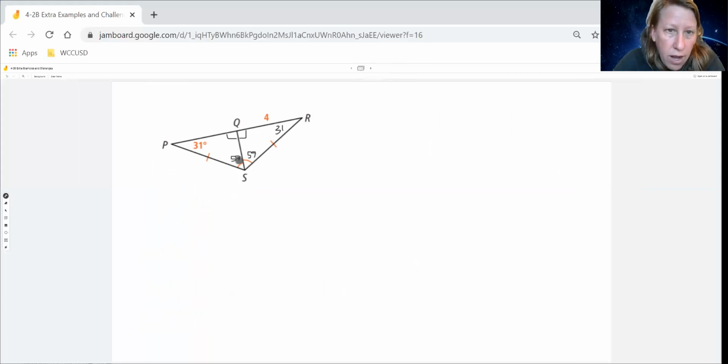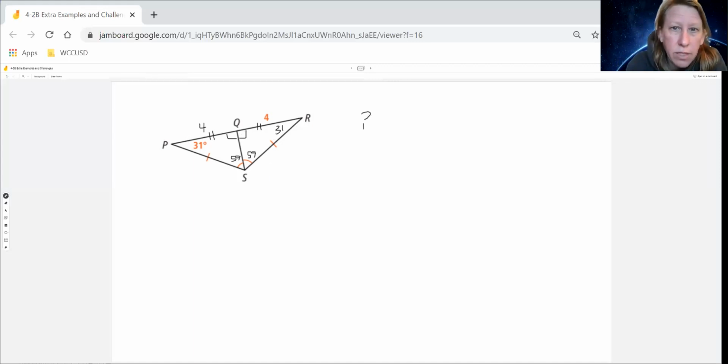But now I have some information about this side. So I could say that this side is also 4. Remember that theorem? It says that it bisects the base. So those are the things I could figure out. Now, I know more math than you, and I could actually figure out these sides. You guys do not know enough math for that. We are not going to get into that in this class.